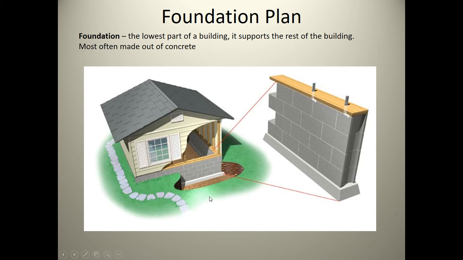So why do we use concrete? Because this is down below the ground. This is where there's potentially water, moisture, insects like termites and things like that. So we want something that's going to be durable and that's going to last and that's not going to rot away. Once we get up off the ground a little ways, we can start building with wood. Wood will last forever as long as we keep it dry.